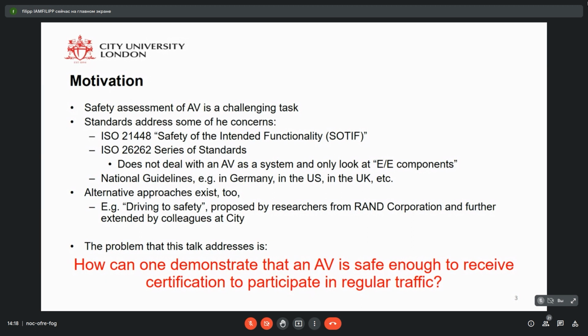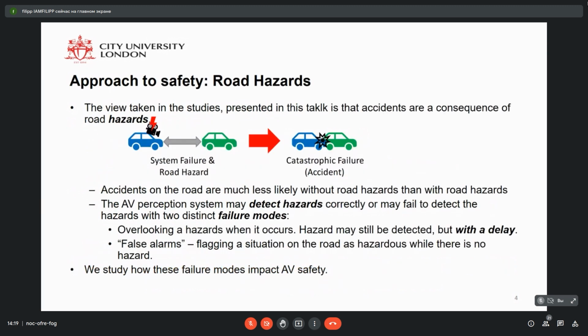And the problem that is addressed in this talk is summarized at the bottom, the wording in red. How can we demonstrate that the AV is safe enough to receive certification to participate in regular traffic? And a bit of context. Road hazards. What are the road hazards? The road hazards are situations on the road which may or may not escalate to an accident. And these are beyond our control.